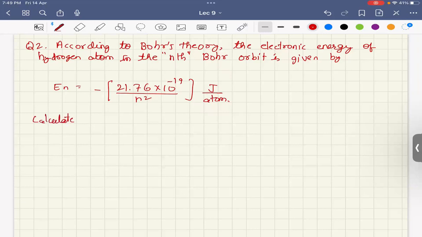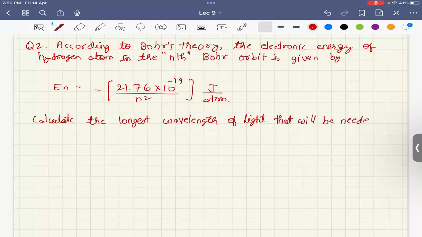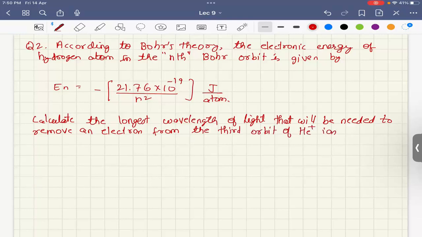We have to calculate the longest wavelength of light that will be needed to remove an electron from the third orbit of He plus atom, He plus ion, right?